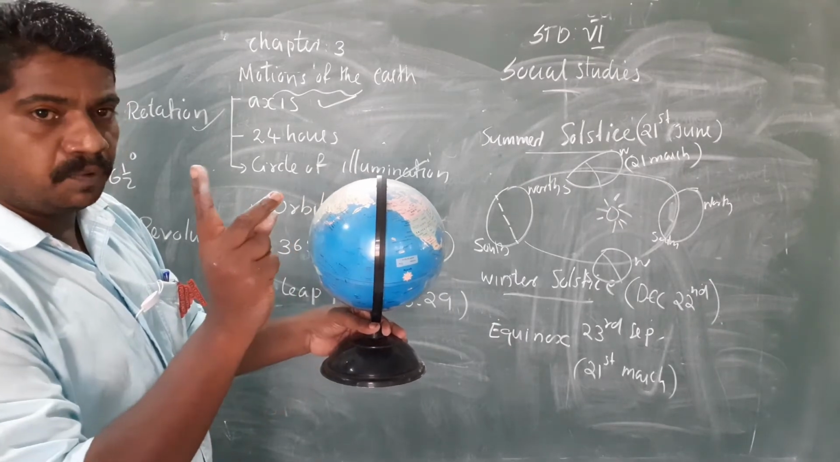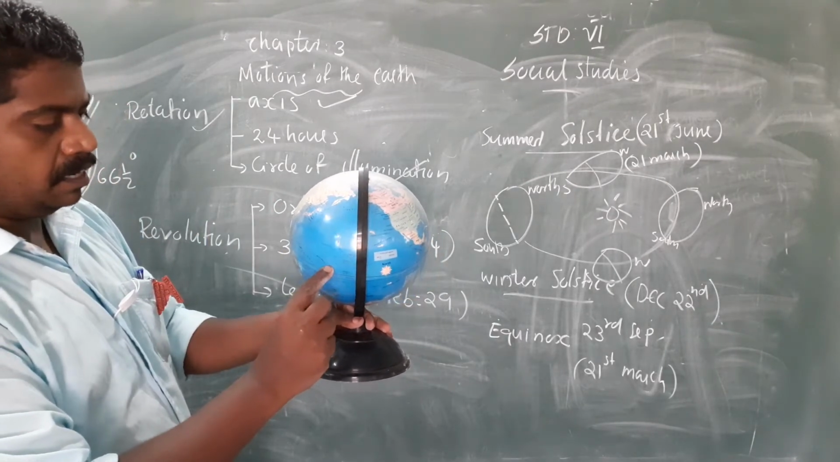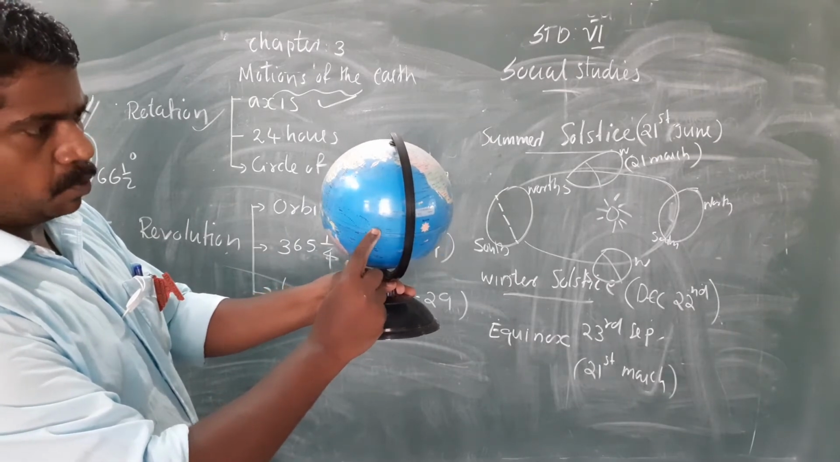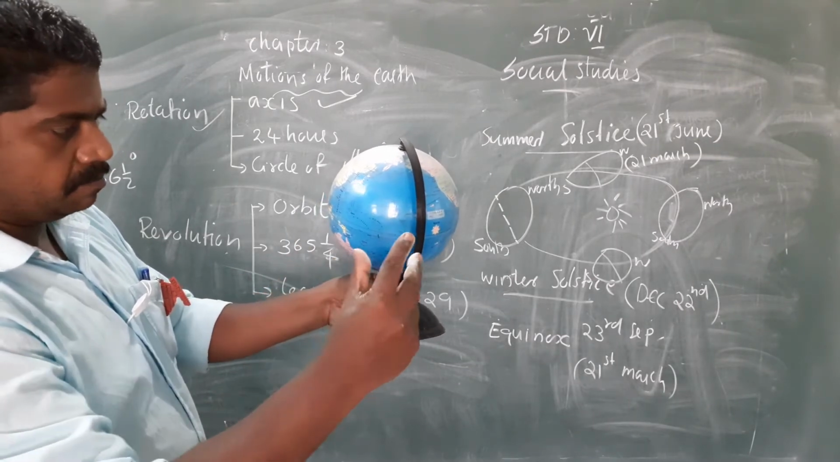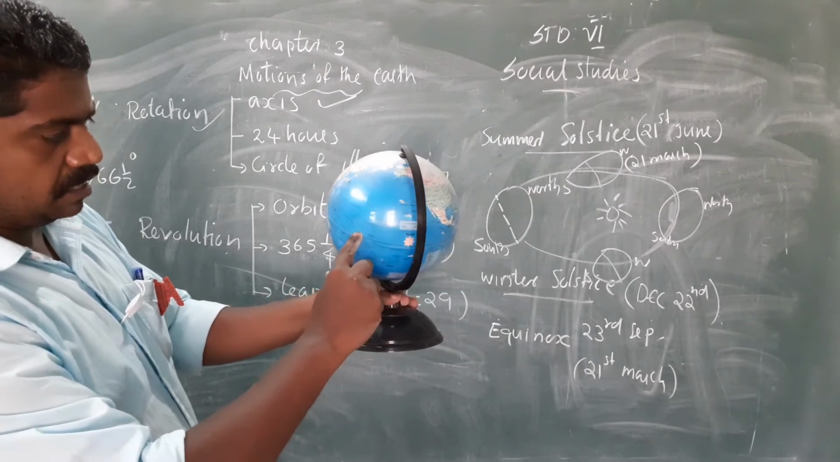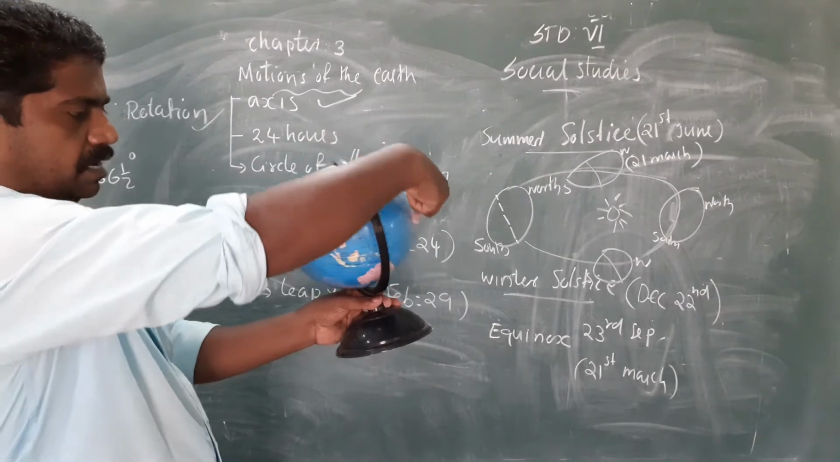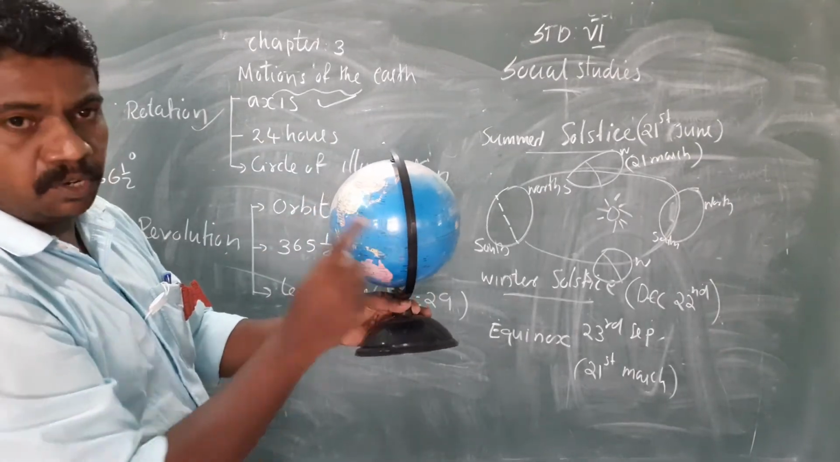To complete one rotation, Earth takes 24 hours. This is one point which faces the sun. Then it will start rotation. Then it will go around this and come back here. So it will take 24 hours.